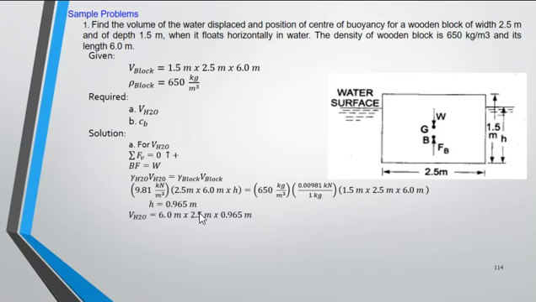And then we can now solve for the volume of the water, which is 6 meters, the length, times 2.5, the width, times the height, 0.965 meters. So we have the volume of the fluid, which is 14.625 cubic meters. And then let's now proceed to solving for the center of buoyancy. We'll just divide this h by 2 to determine the centroid. So we have 0.965 divided by 2.